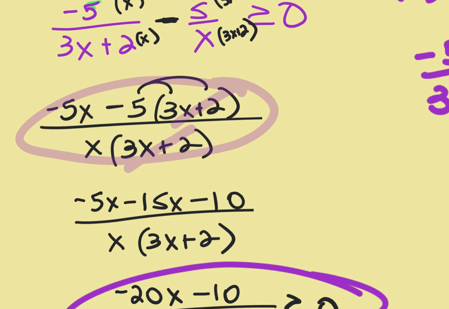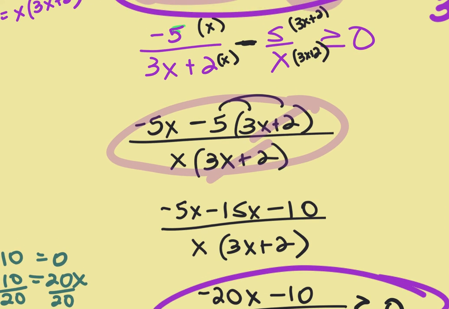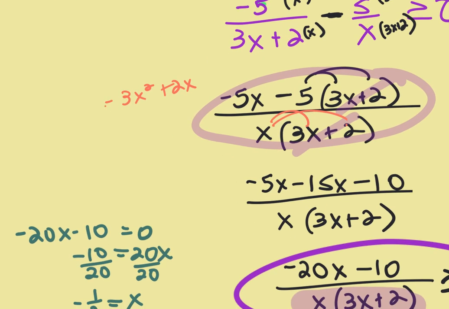Why don't you distribute the bottom? Because you're going to have to factor it back out to solve it anyways. Like if you do distribute it, I get 3x squared plus 2x. And then when I set that equal to 0, I'm going to have to factor it back out anyways. So there's no sense in doing it. It's just extra work. It doesn't make it wrong. It's just extra work you don't need to do.